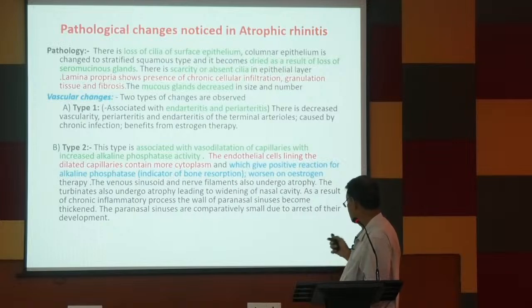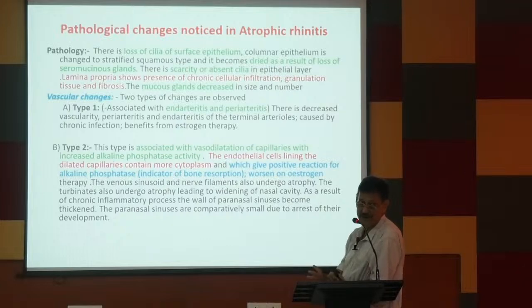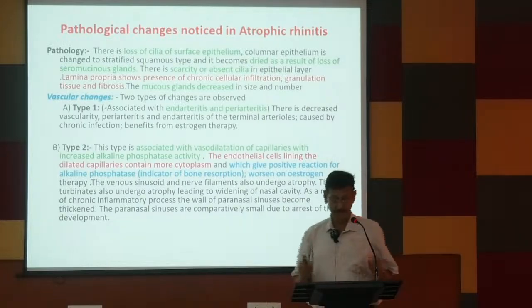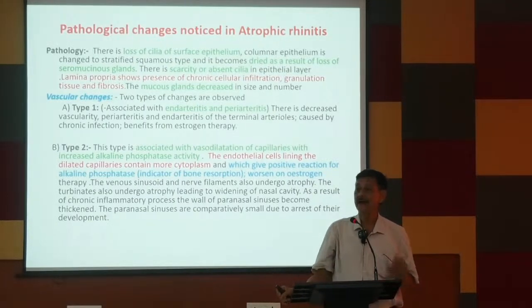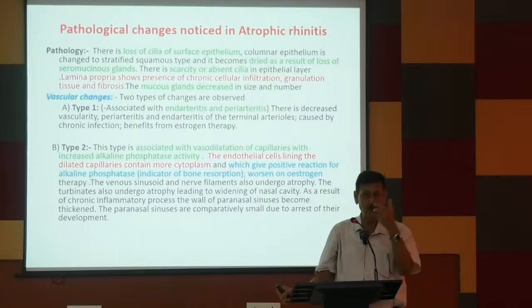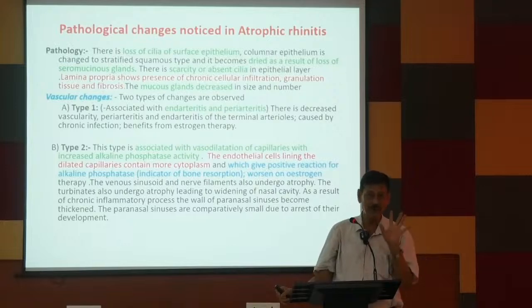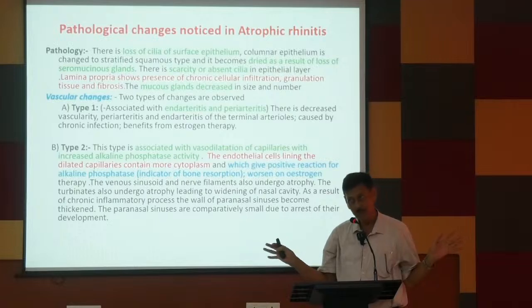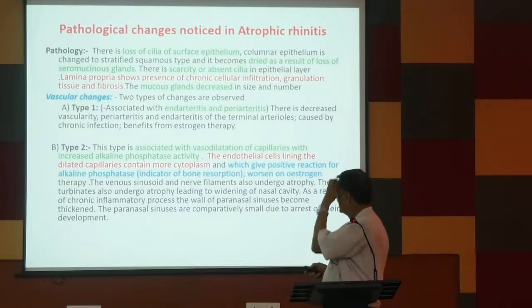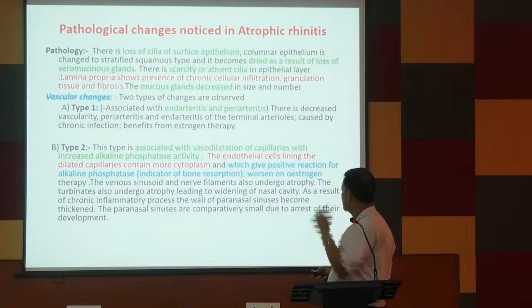So there is vasodilatation and the endothelial cell lining of the dilated capillaries contains more cytoplasm, the cells are increased, and this gives a positive reaction to alkaline phosphatase. This is the indicator of bone activity. When there is increased alkaline phosphatase activity, it will absorb the phosphate from the bone, and bone is formed mostly of calcium phosphate. So if it is absorbed, the bone under the mucosa will go away. Understand my point? This is the reason the cellular, vascular, sinusoid and nerve filaments also undergo atrophy.